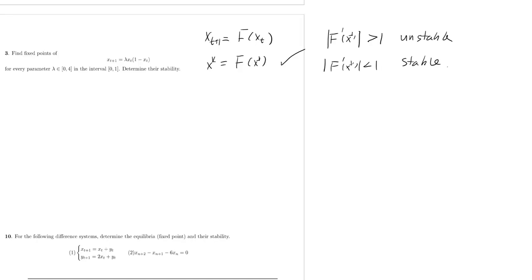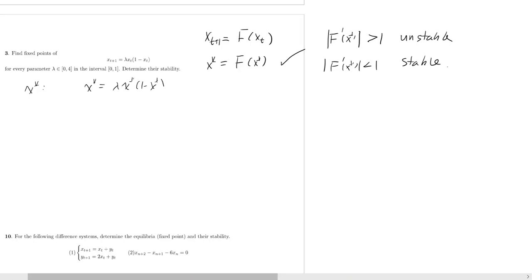Okay, so let's look at this example over here. In this example, we have a parameter lambda. Lambda is a constant. So first, let's find x star. That means x star is going to be equal to lambda x star times 1 minus x star. So replace x_t and x_{t+1} all by x.